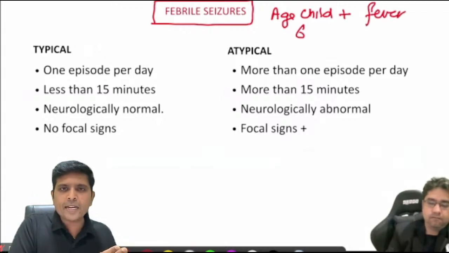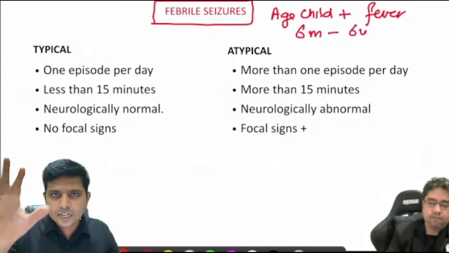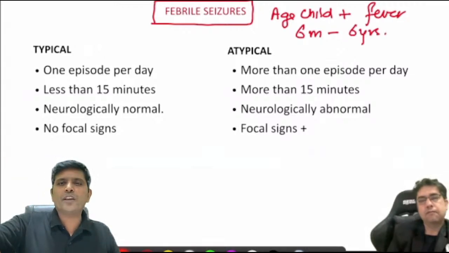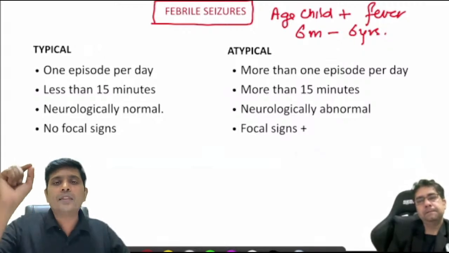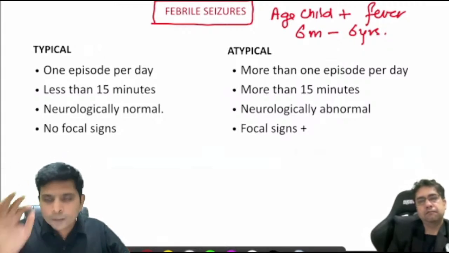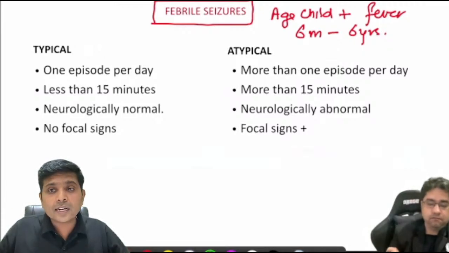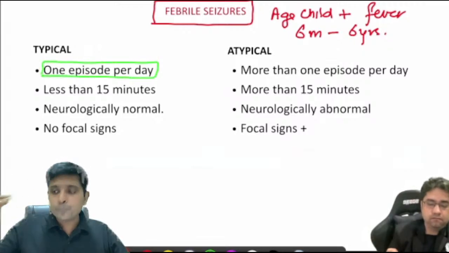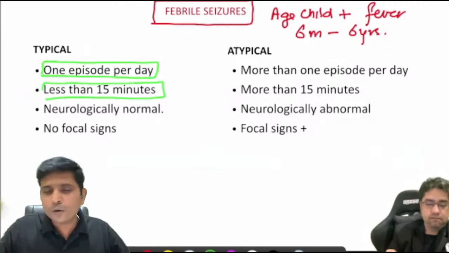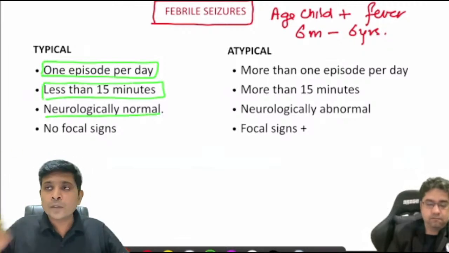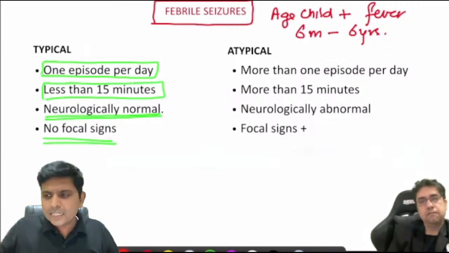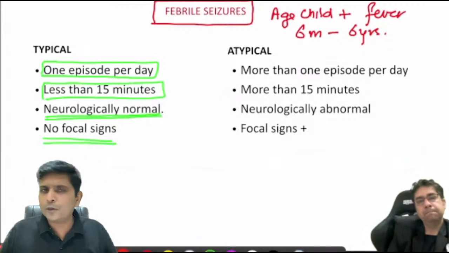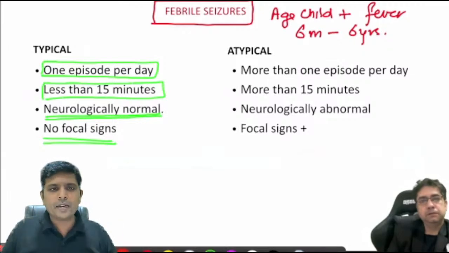One is typical. Typical means, sir, each and every time my child develops fever, it will land up in seizure. How many episodes, ma? The episodes are only one per day. How long did it last? Less than 15 minutes, sir. Do you need to go to the hospital? No, sir. It resolves on its own. After seizure, before seizure, my child is fine, sir. Is there any weakness involving one part? No, sir. This is called typical febrile seizure.